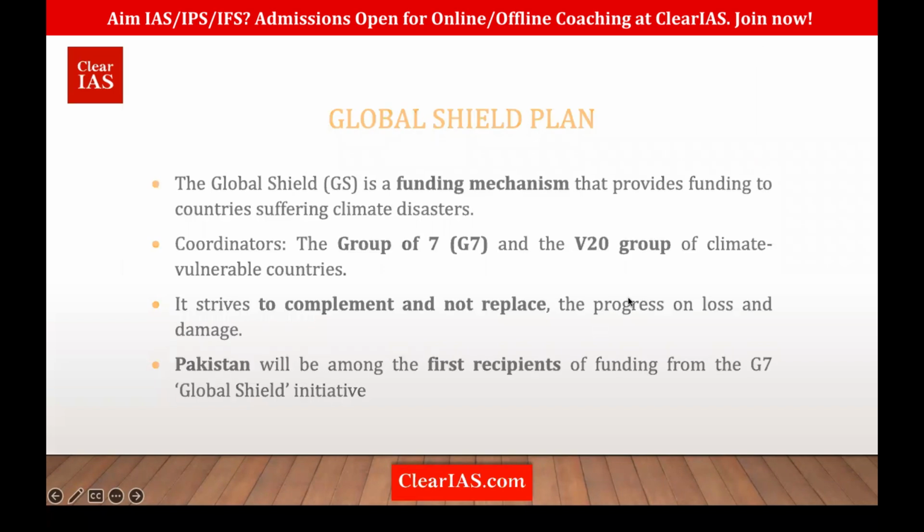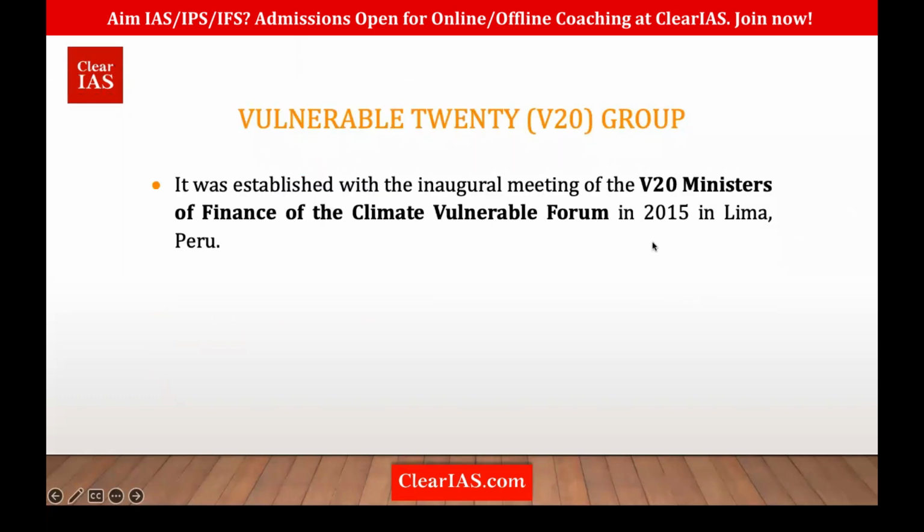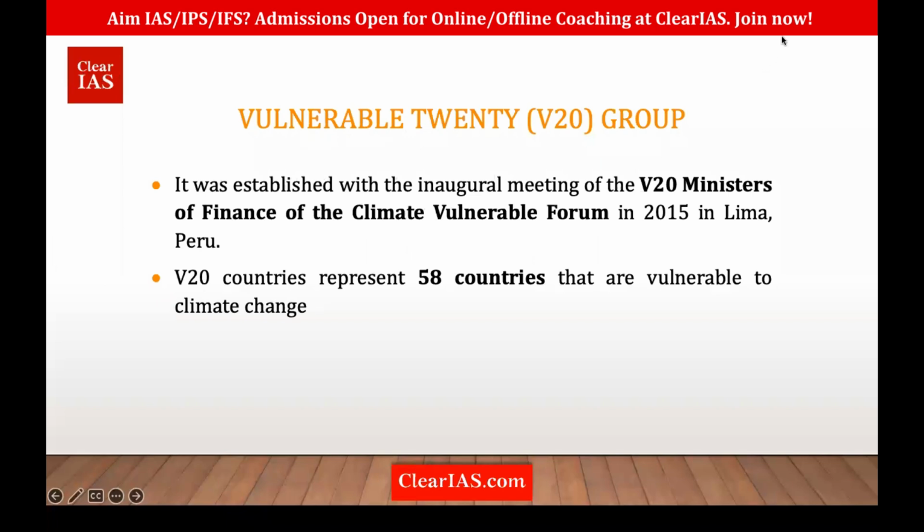Now we'll talk about the V20 group. Okay, Vulnerable 20. By hearing the name Vulnerable 20, you might think there are only 20 countries, but that is wrong. There are around 58 countries. The V20 group has 58 countries, and it was formed by the finance ministers of the Climate Vulnerable Forum at a Climate Vulnerable Forum in Lima. These 58 countries' finance ministers came together to form the V20 group. And you must also remember India is not a member.